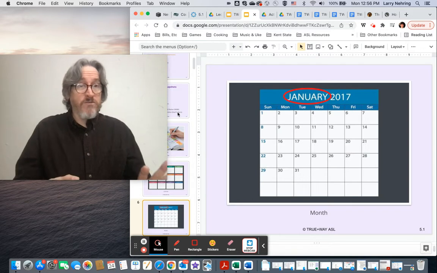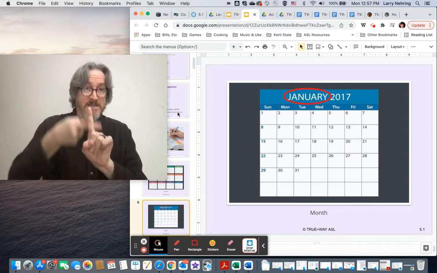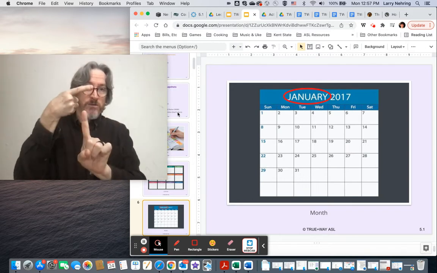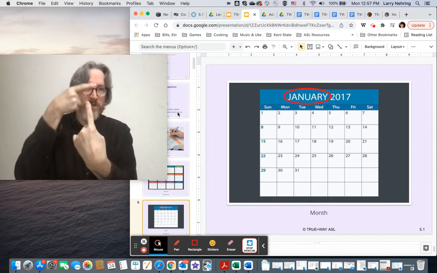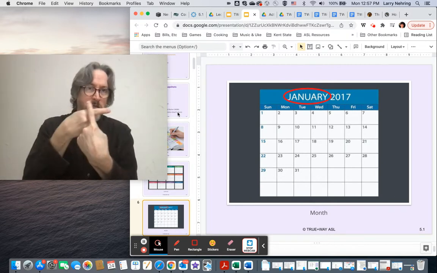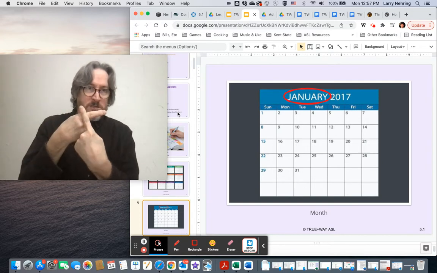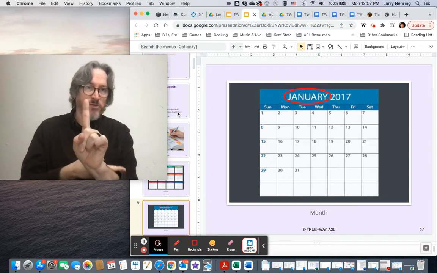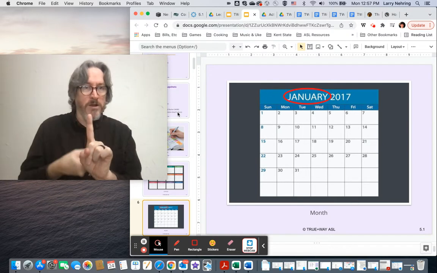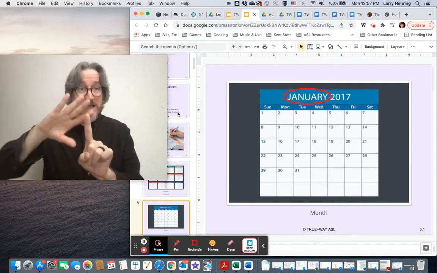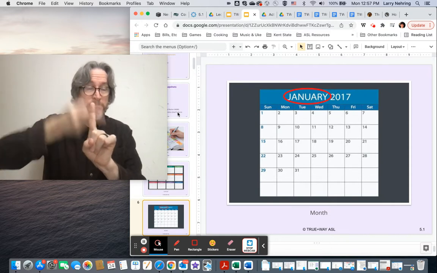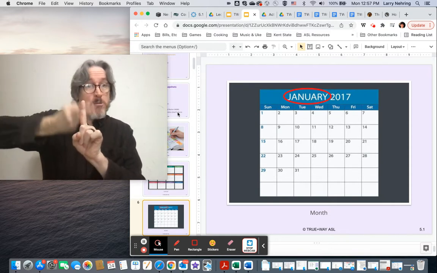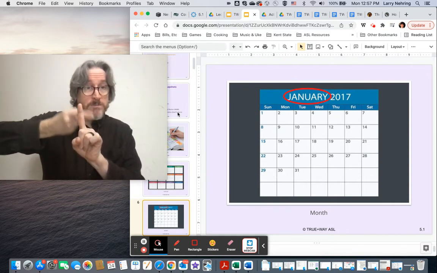Month. So the sign for month is this. Back of hand to back of hand and draw it down. If you turn this hand so both backs of hands are forward, you're going to run into your knuckles. So you want to turn it like this so you can move smoothly down to the wrist, right? So month. I always thought about it as you turn the page of a monthly calendar. Month, month, month. Things that are monthly, rent. You pay rent monthly, right?